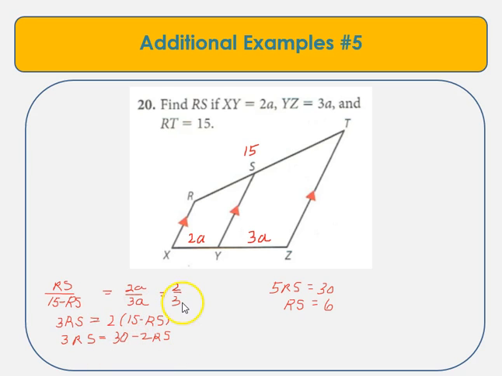So now we can go ahead and multiply across, and 3 times RS equals 2 times 15 minus RS, which is 30 minus 2RS. And we can add 2RS to both sides, and we end up with 5RS equals 30. And now all we have to do to solve for RS is divide both sides by 5. And RS equals 6.